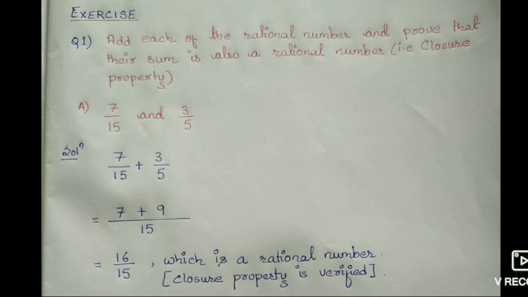That means in this question you have to add the given rational numbers and find that its sum is also a rational number. So the first question is 7 by 15 and 3 by 5. If you add 7 by 15 and 3 by 5, you get the LCM of 15 and 5 as 15, and in the numerator 7 plus 9. So this is equal to 16 by 15, which is a rational number, thus closure property is verified.